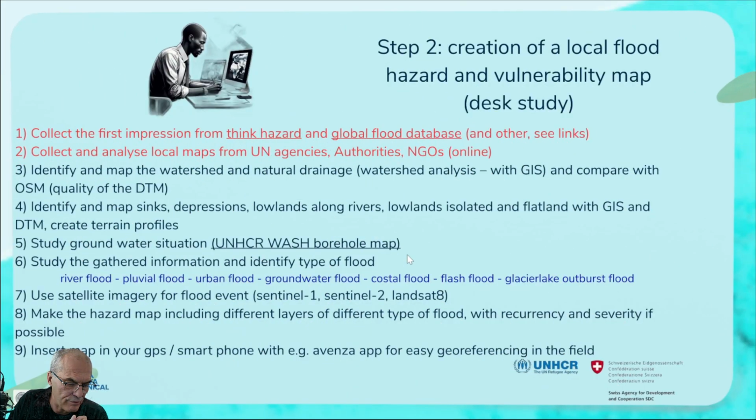Now we have our base map. We have all the information of the map. We have the location georeferenced. We have the facilities, road, shelter. We have the contour lines. We know if it's steep or not steep. And we have our base map. That is the basis of our next step, which is step 2, the creation of the local flood hazard map and the vulnerability map.